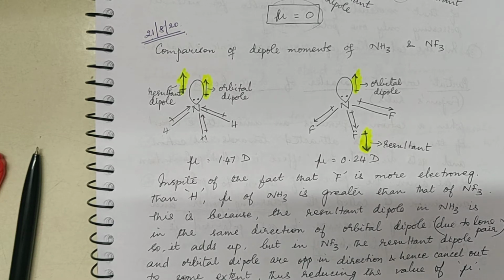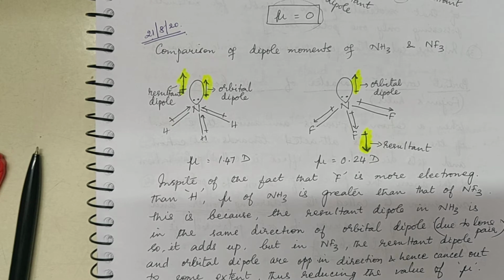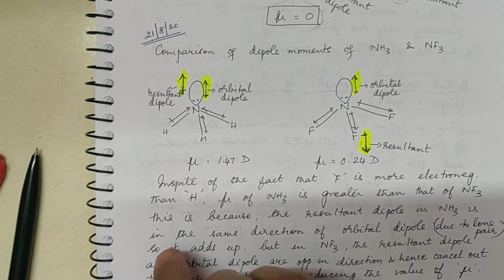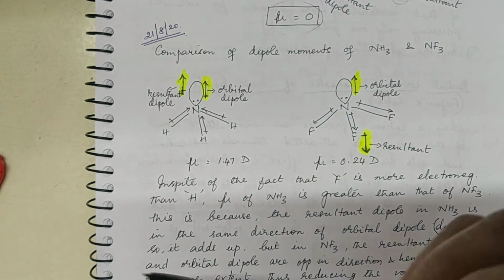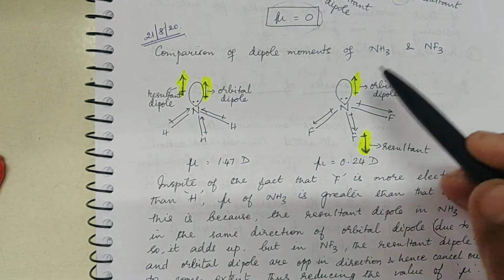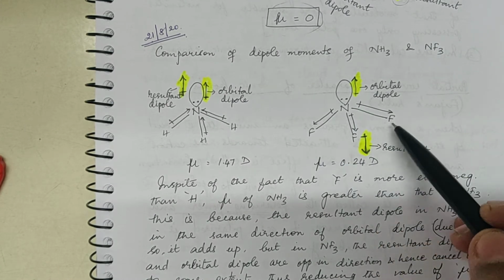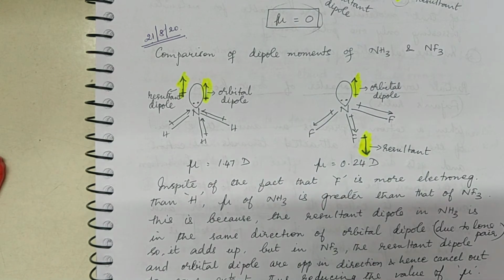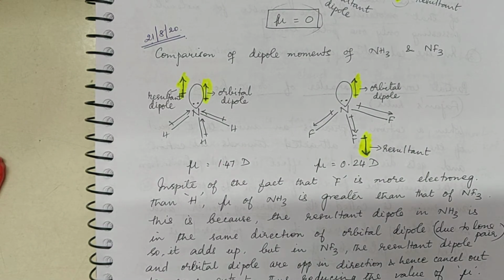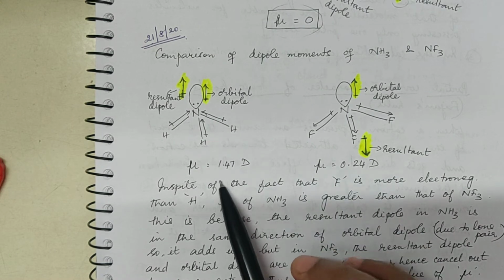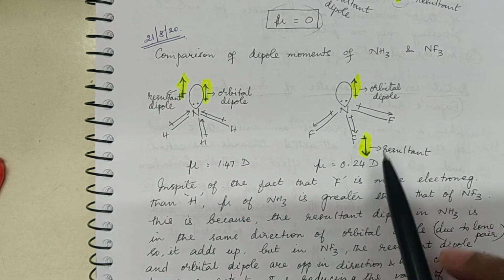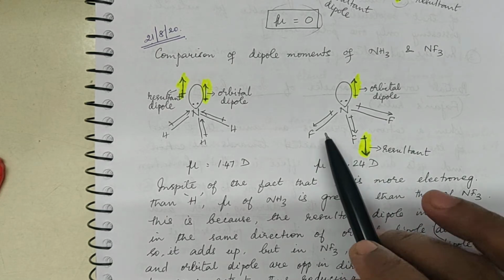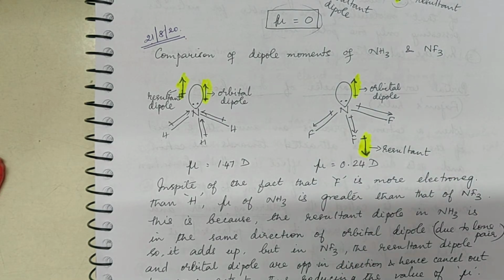Yes, children. Let us see now the comparison of dipole moment of NH3 and NF3. In the case of NH3, you know very well that nitrogen is more electronegative than hydrogen. And in the case of NF3, F is more electronegative than N. Now, look at the dipole moment values. In the case of ammonia, it is 1.47. And in the case of NF3, it is just 0.24, in spite of the fact that F is much more electronegative than nitrogen.